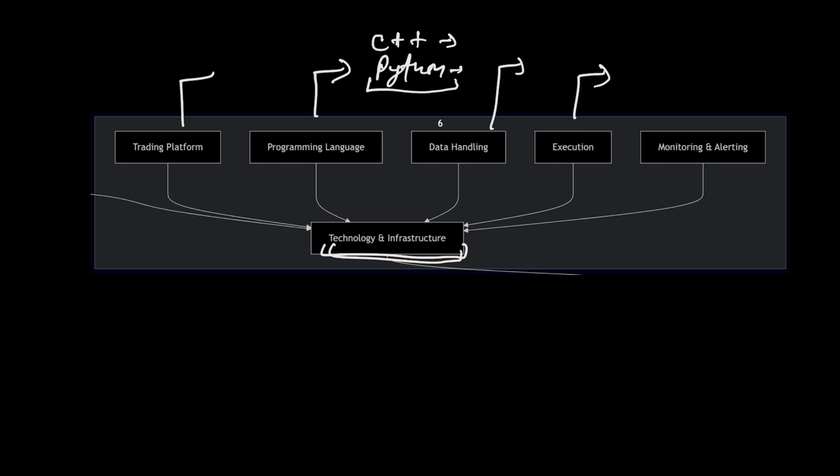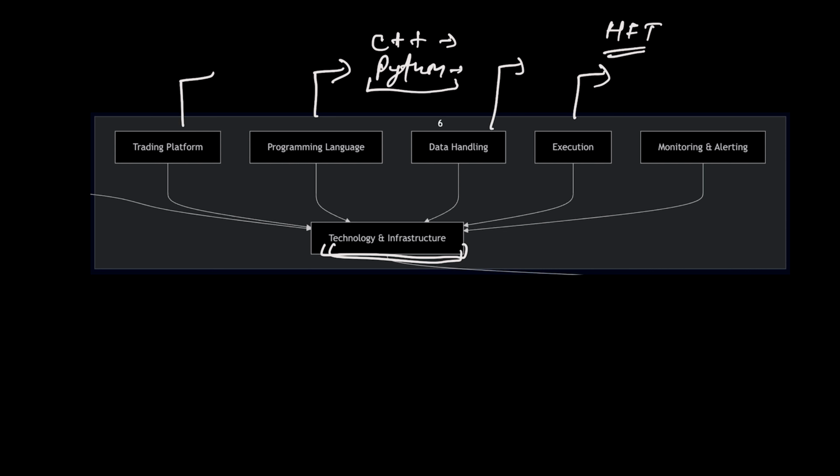Next you have execution. So you have to ensure reliable order execution with your broker. So let's say you have a brokerage account with a reliable broker that offers low latency order execution. It's completely up to you whether you are fine with the latency, or if not, then you have to ensure that thing also.